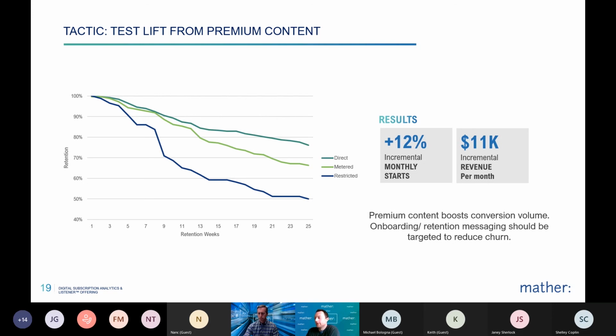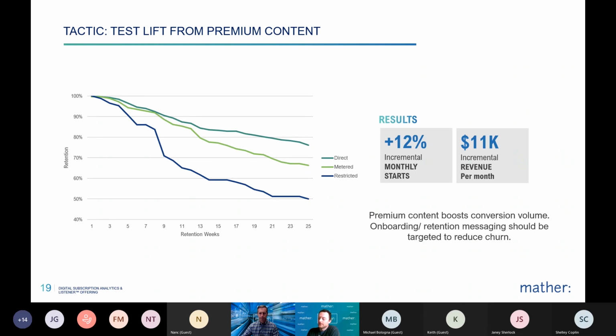But either way, we can do these tests where we create a hypothesis, we set certain content to be premium or not premium, and we observe the lift in starts and impact on retention. The 2 takeaways here are, premium content does cause a lift in subscriber starts. So that's been proven. In this case, the 12% came from putting about 5% of content behind the wall, the most critical content that was really impactful.